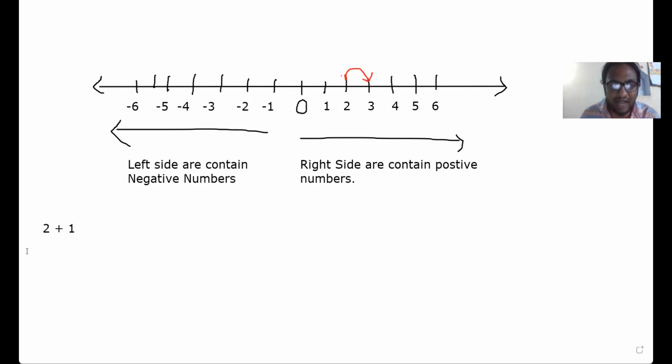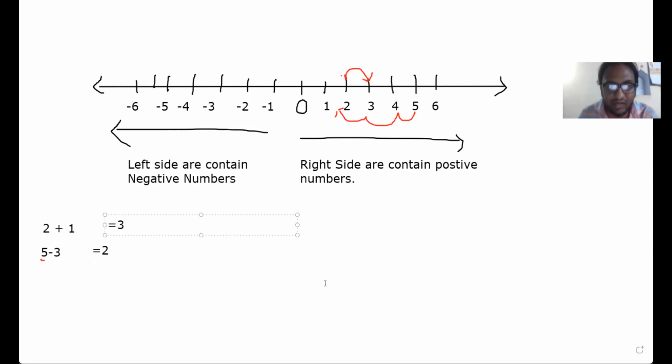Suppose I am writing 5 minus 3. So what is 5 minus 3? Suppose I am standing at 5 and I have to move 3 steps, that means 1, 2, 3. Because the symbol given is a minus, we have to move toward the left side. So once there is a negative sign, we have to move left on the number line, and once there is a positive number, we have to move right. Okay, I think you get the point. This is the whole thing that is mentioned in the book as well. So 5 minus 3 is equal to 2, and 2 plus 1 is equal to 3.